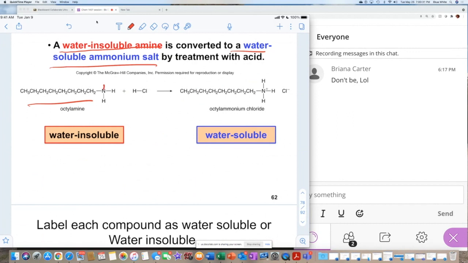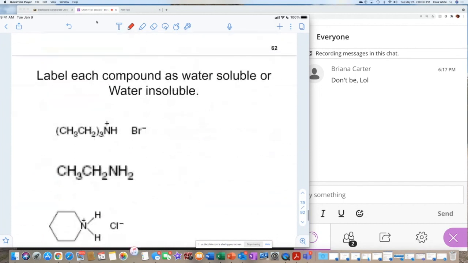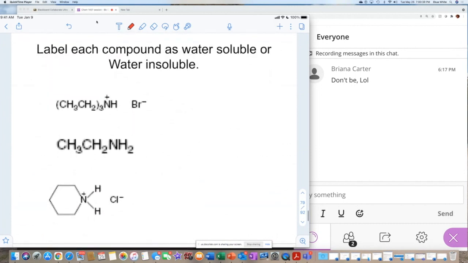Once again, they're just adding an H right here, making this positive and bringing the Cl minus, and bam, we got our product, water soluble. Okay, so we're doing this problem right here where it says label each compound as water soluble or water insoluble. We want you to appreciate what happened up there.